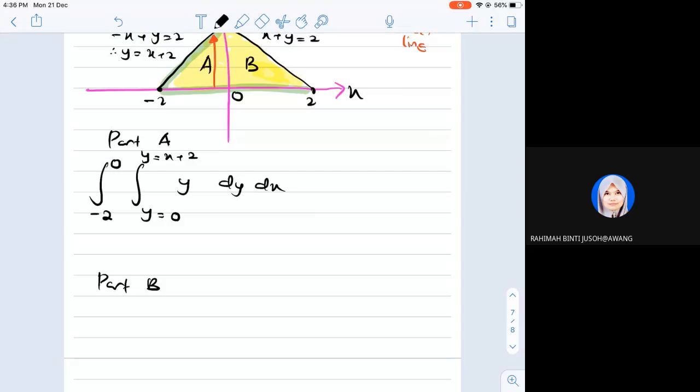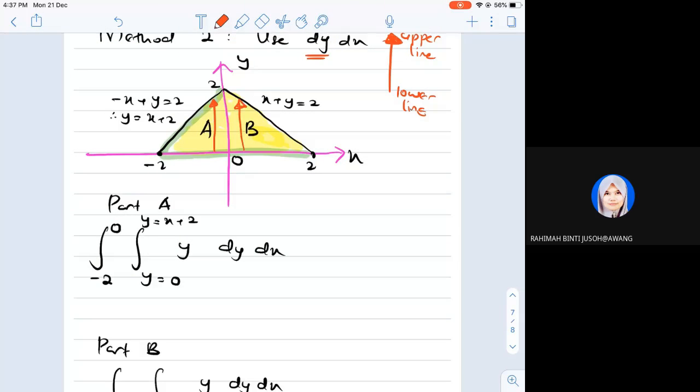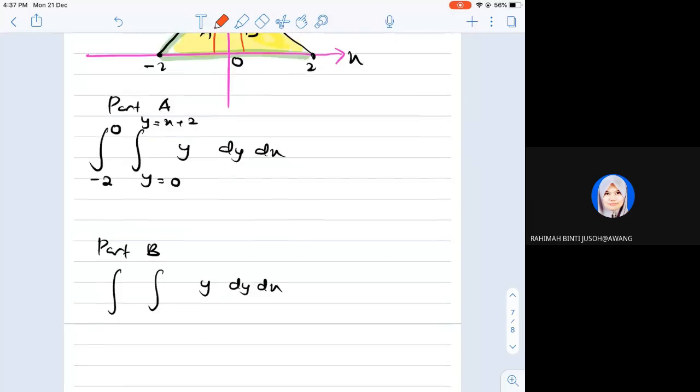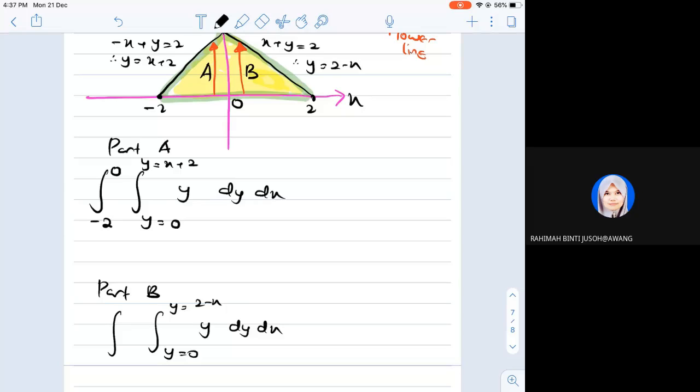How about part B? We have y dy dx. Part B, we start from bottom to top because we consider dy dx. So the bottom line, of course, I believe all of you already understand this, y equals to 0. So what's the upper line? 2 minus x, y equals to 2 minus x. The upper line. And then how about the limit of x? 0 until 2.